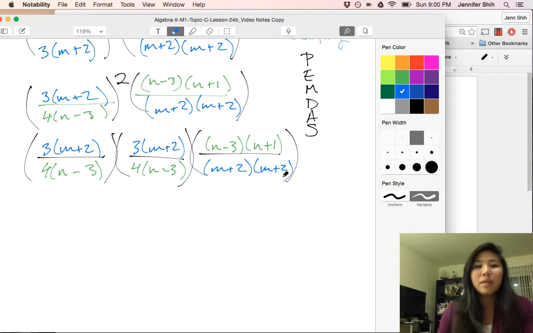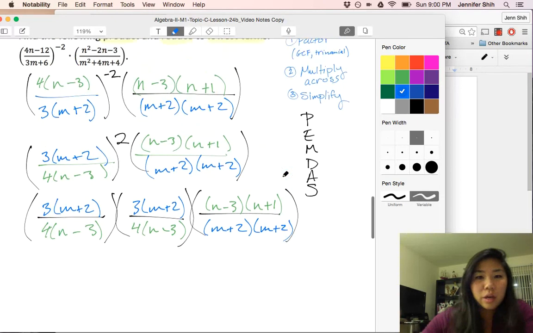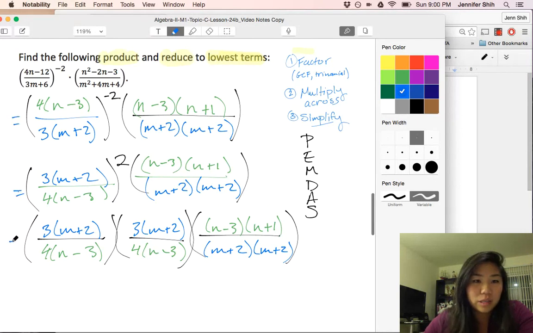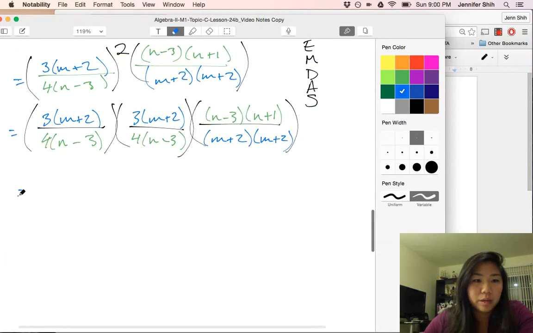Okay. Now, part of our rules, we factored, we multiplied across. Did we multiply across yet? We're going to do that. So let's multiply across and simplify. Oh my goodness, I forgot all of my equal signs. Can't do that. Okay. So let's make an equivalent statement.